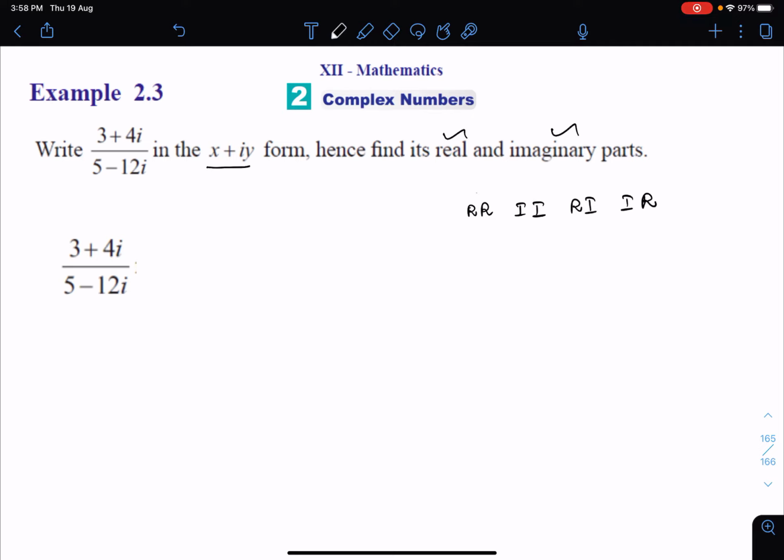separately. So I have written this one, (3 + 4i)/(5 - 12i), but in the denominator you should not get this i. So to eliminate this i, we are going to use our conjugate property. What are we going to do? We are going to multiply by the conjugate of the denominator. What is the conjugate? It is nothing but 5 + 12i.